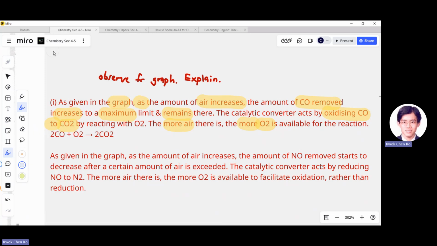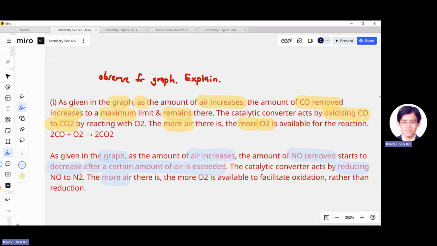Okay, likewise, you also have to talk about NO again. Observation from the graph: as air increases, the amount of NO removed decreases, but only after a certain amount of air is exceeded. And that is my observation, and I try to explain it. Make sure you have the words reducing or reduction somewhere in the answer.